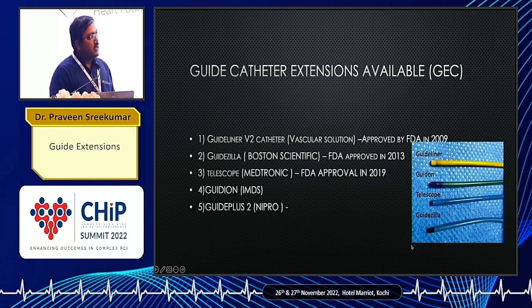And the presently available guide catheter extensions: the first one was GuideLiner, and the 20 registry is mostly done with the GuideLiner V2 catheter. Now we have the GuideLiner V3 catheter. It was approved in 2009 and used in the 20 registry also. And GuideSila is the one from Boston Scientific. It was approved in 2013. Telescope is from Medtronic, and they got approval in 2019. And there are other catheters like Guideon and Guide Plus 2 from Nipro.